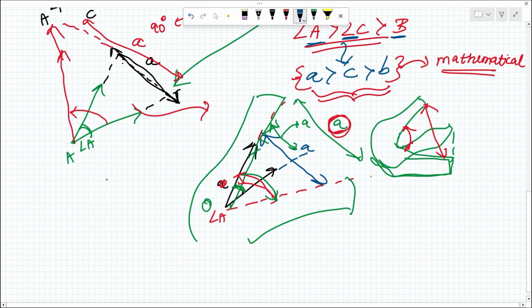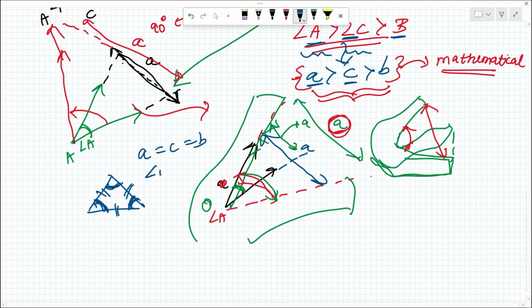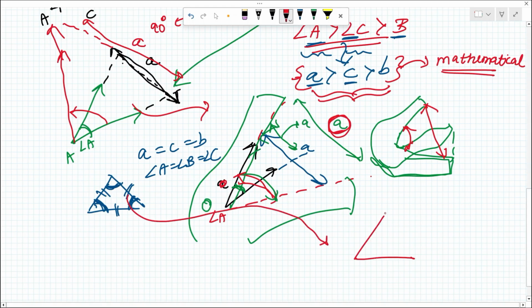This is the reason why if you take an equilateral triangle, all of your sides are equal, therefore all of the angles as well are equal. What this property states, if angle A is greater than angle C, then side a must be greater than side c. But here, because all the sides are equal, a equals c equals b, angle A equals angle B equals angle C. Alright. Similarly, this is the reason why in what we call an isosceles triangle, you must have done all of this in school.